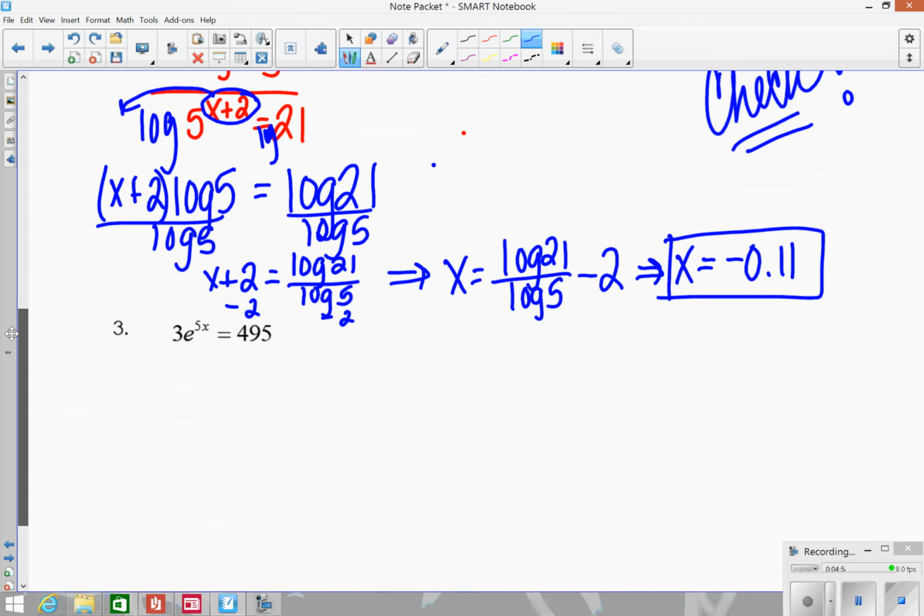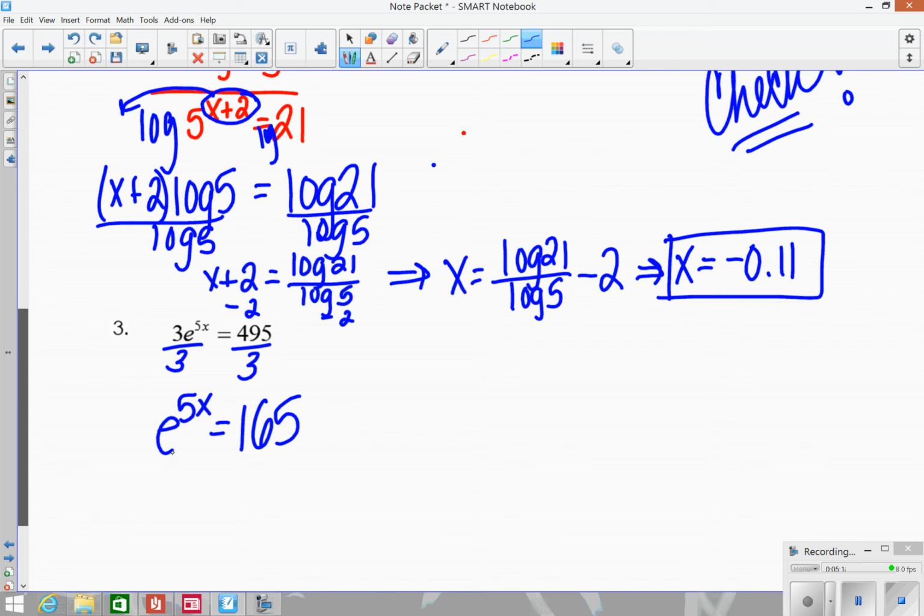So let's look at another one that's similar to that. So in this next example, again, we have e raised to some exponent. The first thing you always want to do with these is isolate that base. So I'm going to divide everything by 3 to get that base by itself. So e to the 5x equals 495 divided by 3, which gives me 165.